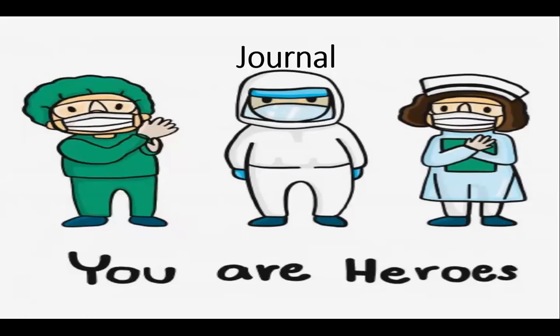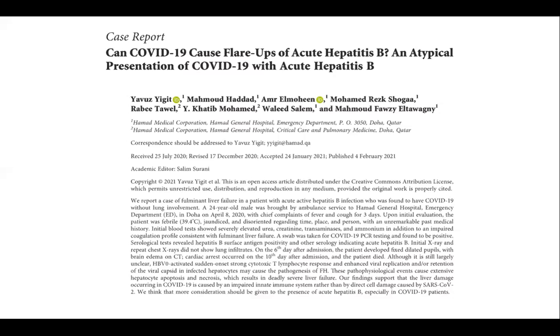For the journal, next slide, please. For the journal, this is a case report from Doha, Qatar, published last February 4, 2021 on the Medline database for journal references website, PubMed, entitled Can COVID-19 Cause Flare-Ups of Acute Hepatitis B? And a typical presentation of COVID-19 with acute hepatitis B. This case presented a 25-year-old patient who experienced acute hepatitis B and a typical COVID-19 at the same time and died in the hospital as a result of a very severe and rapid course of illness.